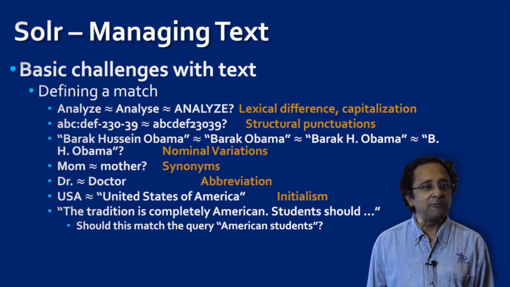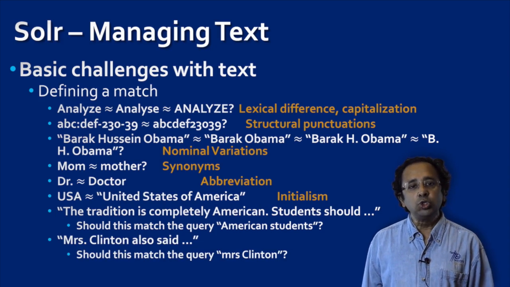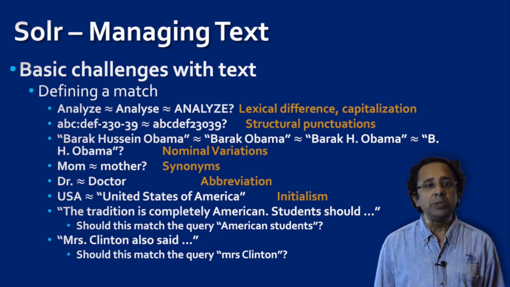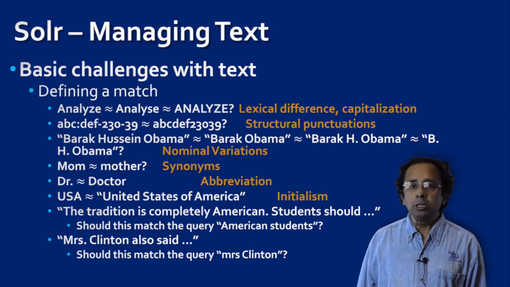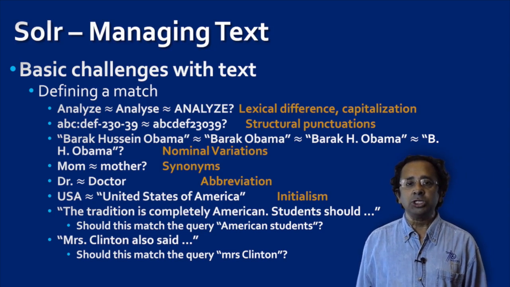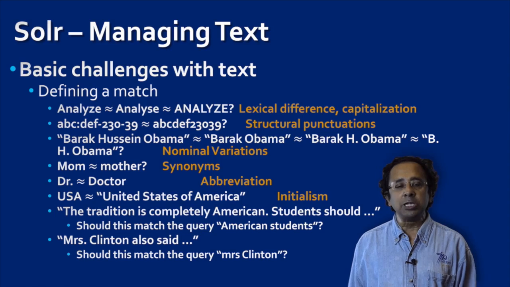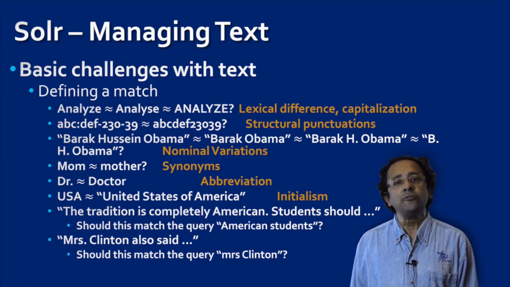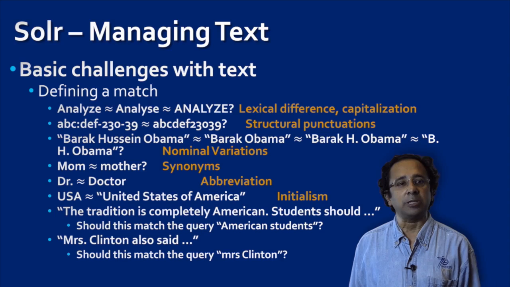Now, problem 7 and problem 8 show two different situations where we first must decide what to do with the period sign. In the first case, we should not find a match because students and American are in two different sentences punctuated by a period sign. But in the second case, we should find a match because the period does not designate a sentence boundary.